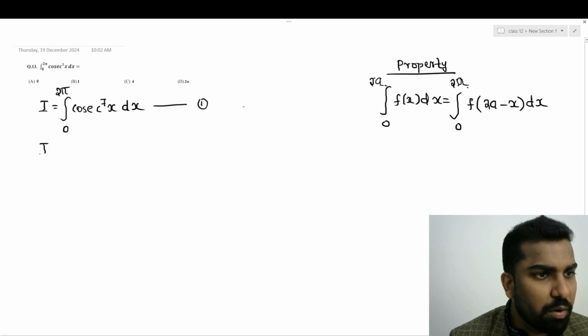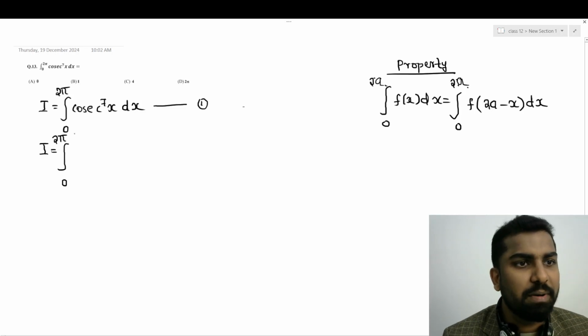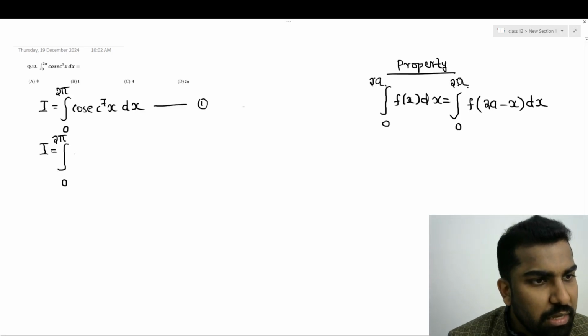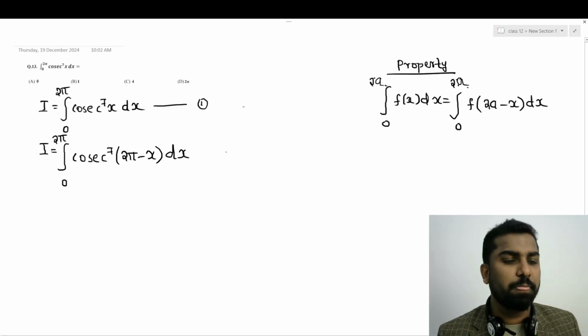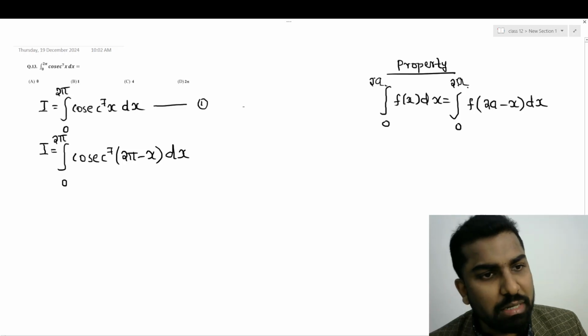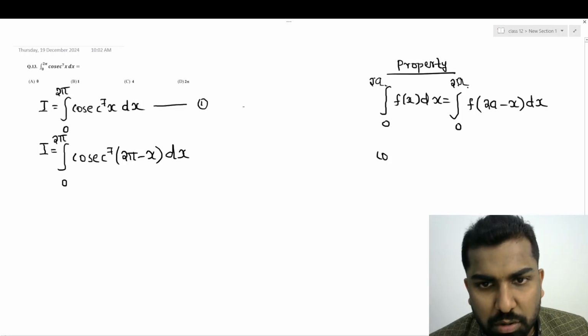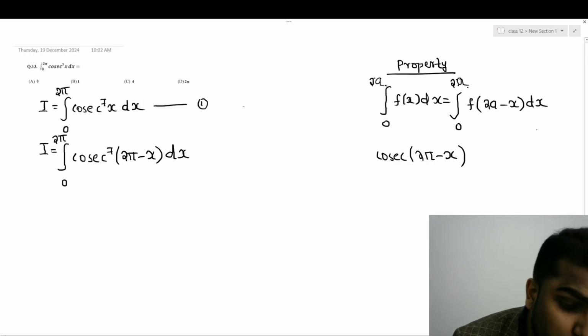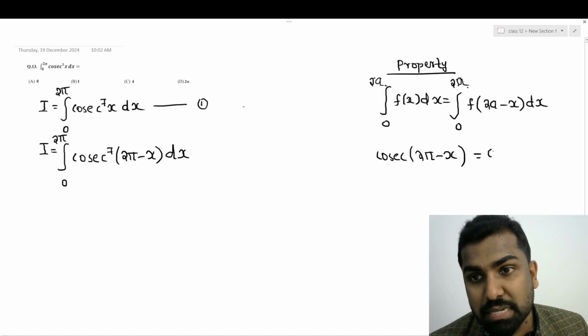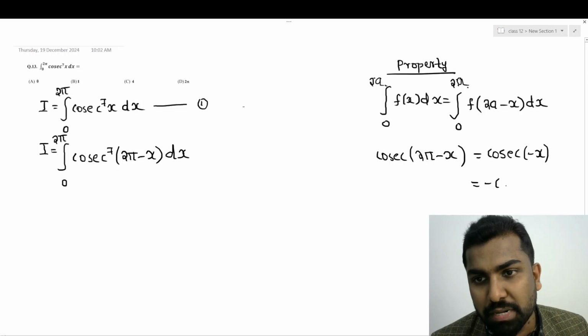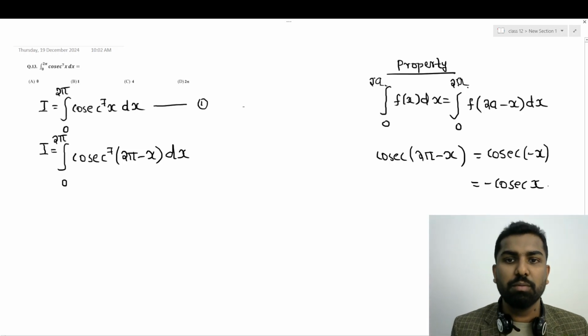Now after applying the property, this will become I equal to integral of 0 to 2 pi cosec to the power 7 of (2 pi minus x) dx, right? Like this it will come. Okay, now we have to understand one thing. Cosec of (2 pi minus x) will be equal to cosec of minus x, and that will be equal to minus cosec x. This also we know, basic property.